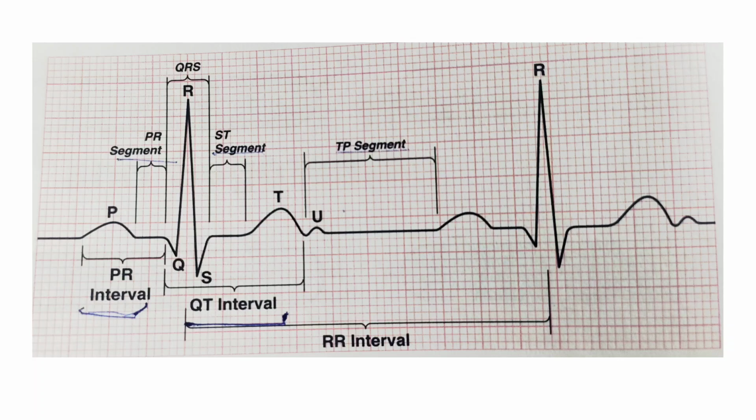Heart rate is calculated using this formula. Heart rate equals 60 divided by the RR interval, measured in seconds. The RR interval is preferred for heart rate calculation. This is because P waves may be absent or irregular in arrhythmias.